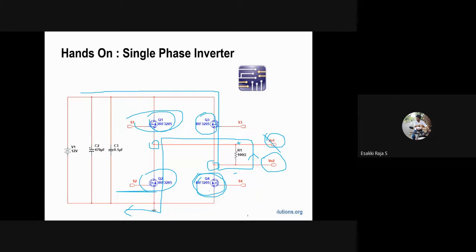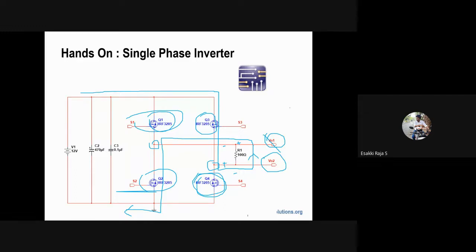If I connect in a reverse way, with plus at the bottom and the minus terminal at the top, then Q1 and Q4 being turned on will give a negative cycle. When Q2 and Q3 are turned on, it will give a positive cycle. It is completely based on how we connect the terminals.